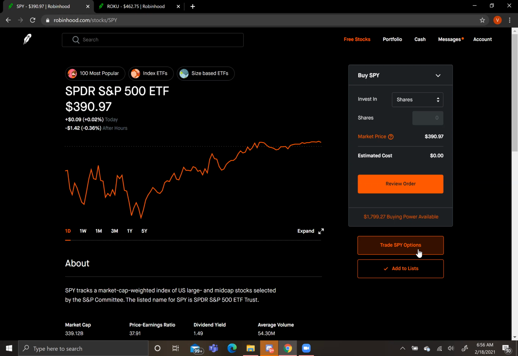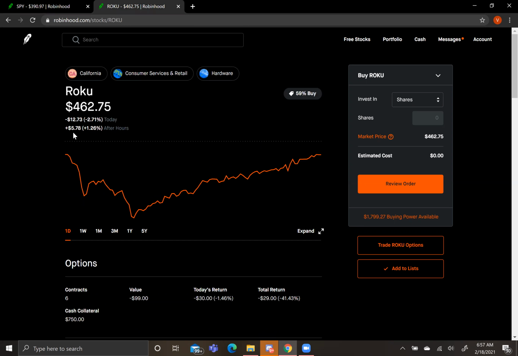And then my last trade was a Roku trade, and I got into a Roku put credit spread for strikes 397.5, 395, and then expiration date is for this Friday, otherwise 2/19. And my average cost was 23 cents. And currently, as of today, I'm expecting it to be up around 70, 80% based on the theta. And then the fact that Roku after hours is up almost $5.78, which is about 1.26%.